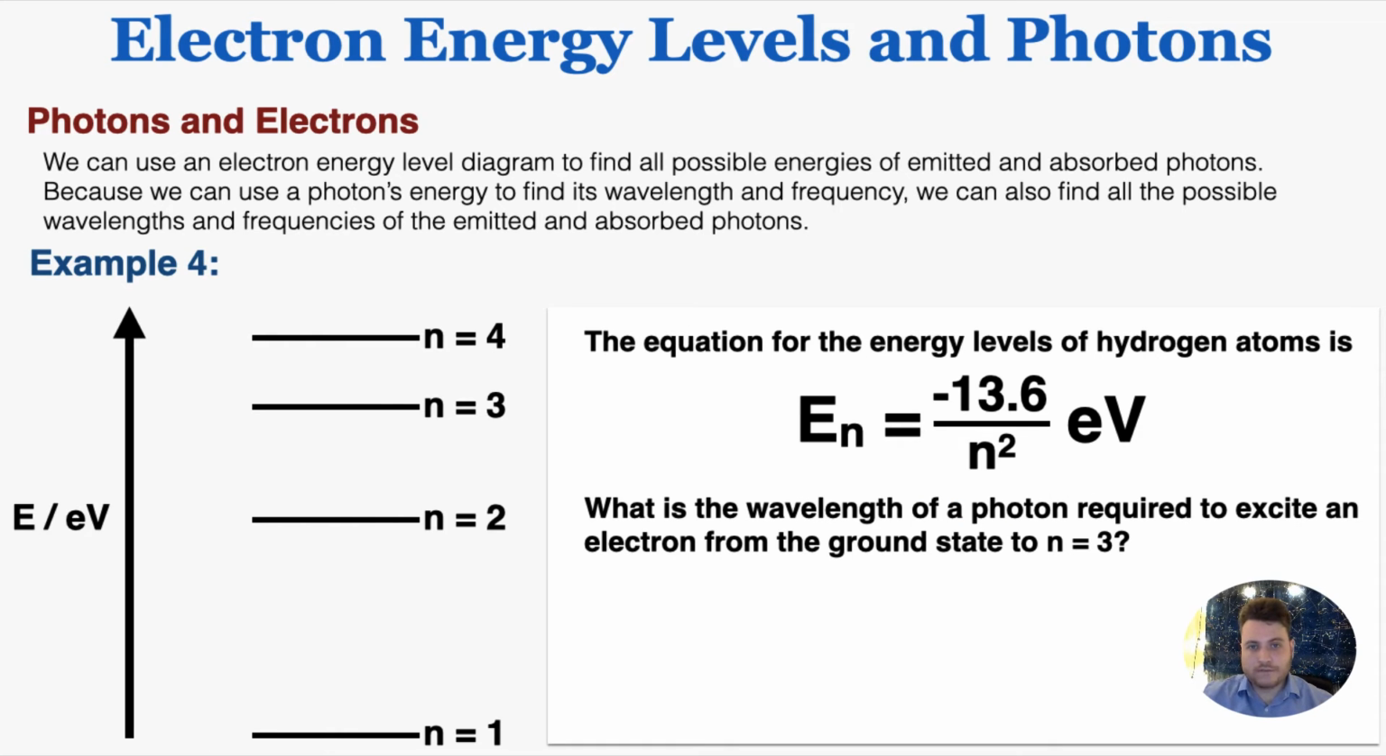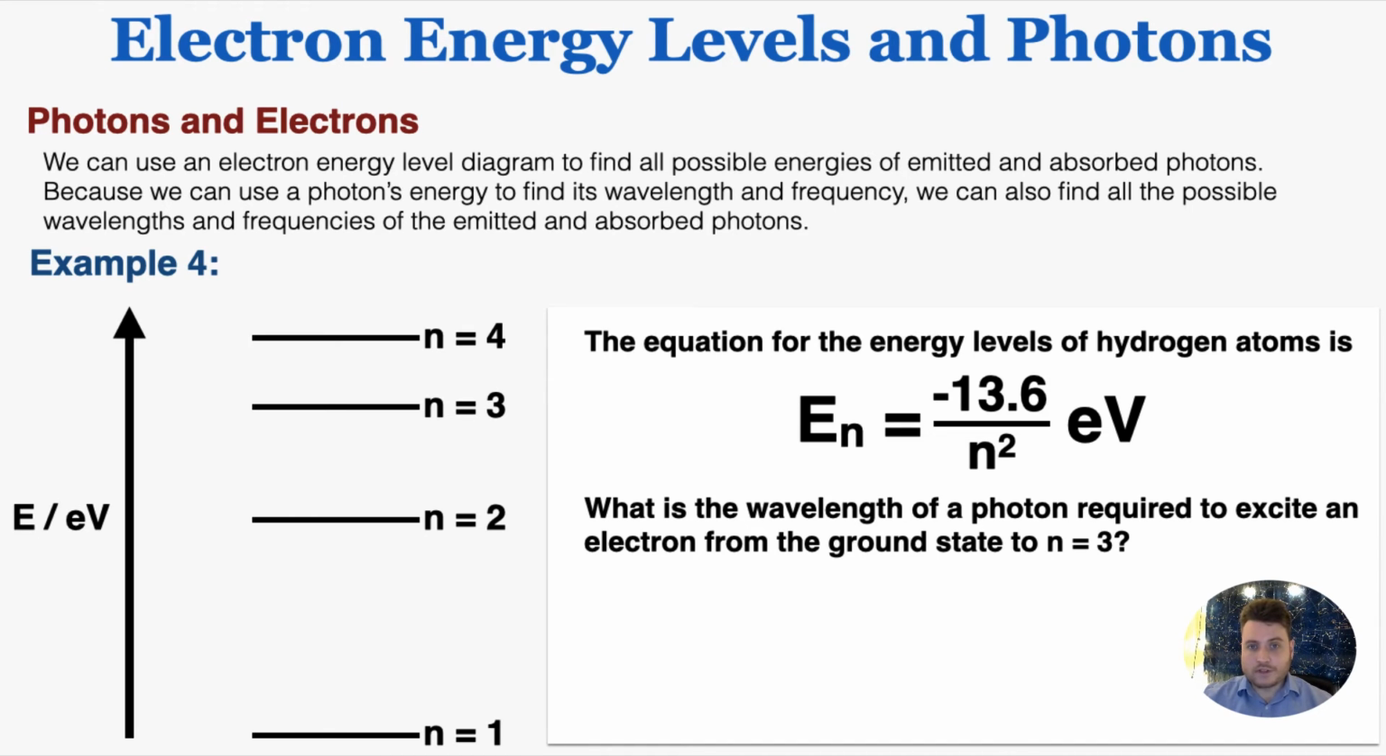There are times when you'll have to calculate the energy states of an atom using an equation. As an example, the equation for the energy levels of hydrogen atoms is E subscript n is equal to negative 13.6 over n squared electron volts. What is the wavelength of a photon required to excite an electron from the ground state to n equals 3? So to know the wavelength, I need the energy, and to know the energy change, I need to know the difference between the ground state and the third level. So I need to know what those energies are.